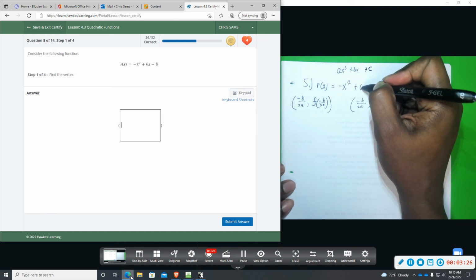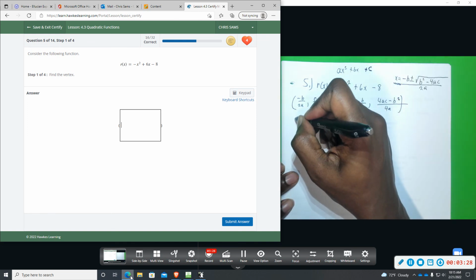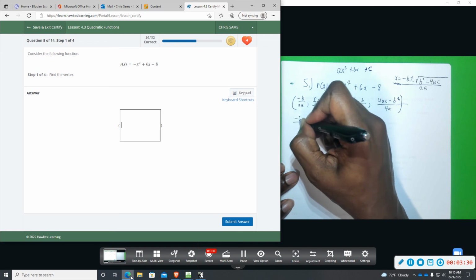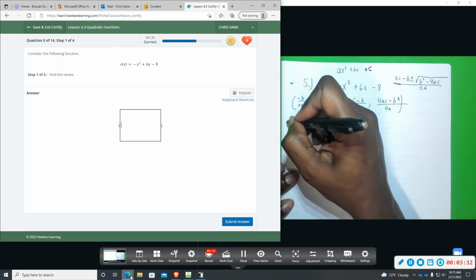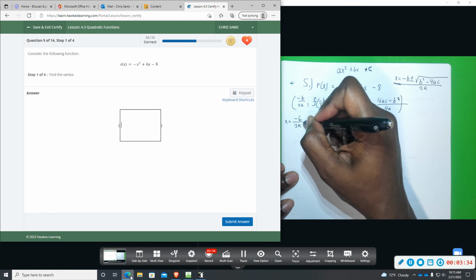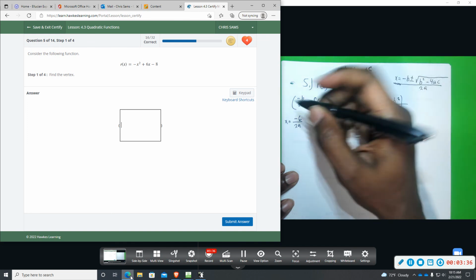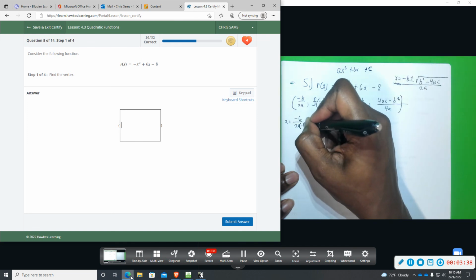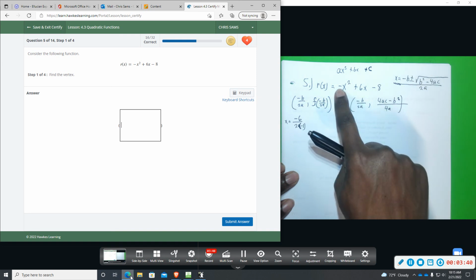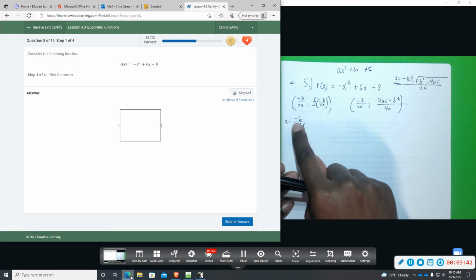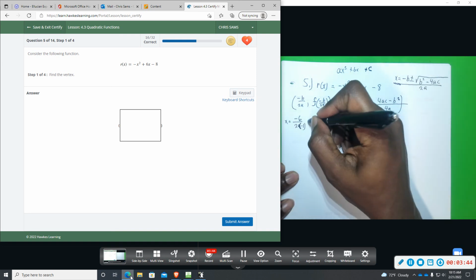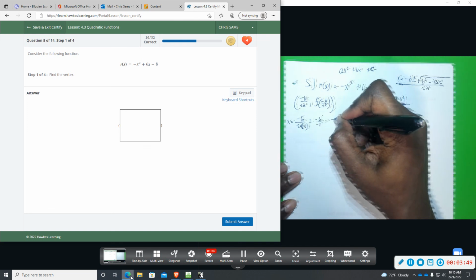So first I'm going to do negative 6 over 2a. So negative 6 over 2a. This is x equals this value. And 2a actually would be a negative 2, with a being negative 1. I don't want to plug a right there. So we get negative 6 divided by negative 2. And that gives us a positive 3.